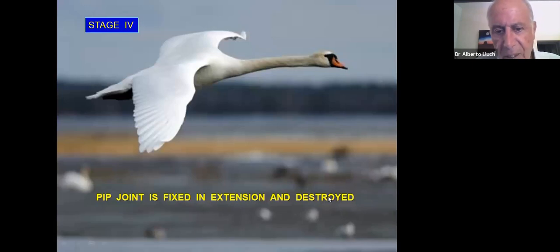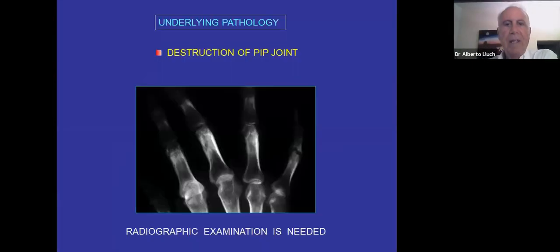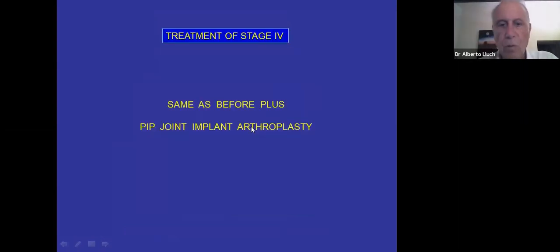The PIP joint is not only fixed in extension, but it's destroyed. And here we have to make the diagnosis with a radiographic examination, because the joint is fixed and we don't know if it's because of capsular stiffness or because of joint destruction, like here, small finger and middle finger. And the index finger and ring finger, they are more or less spared.